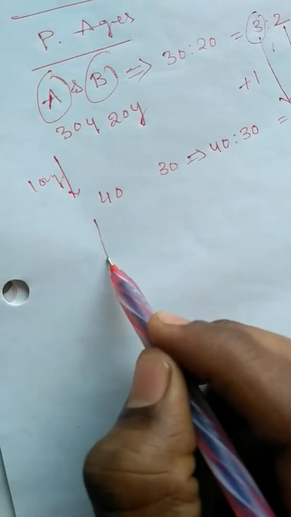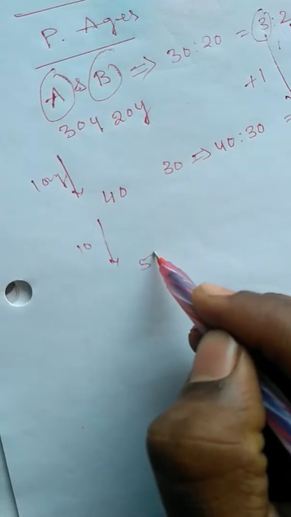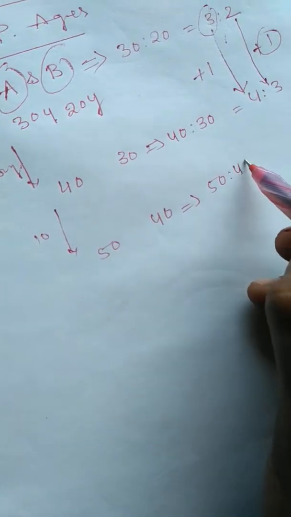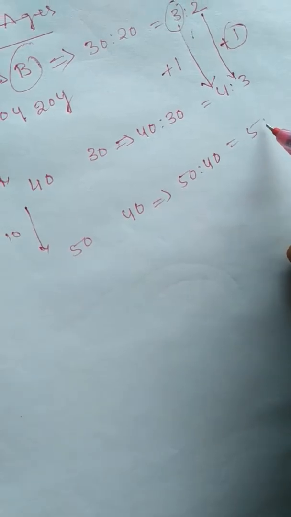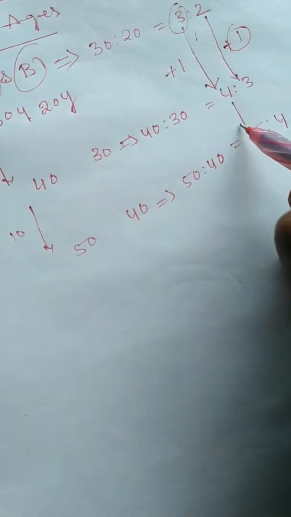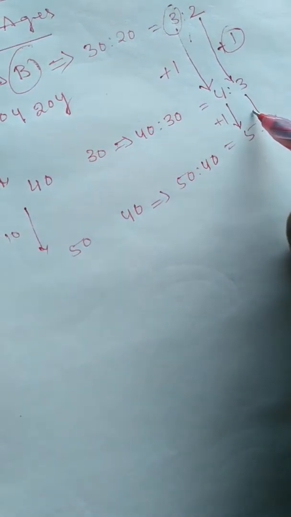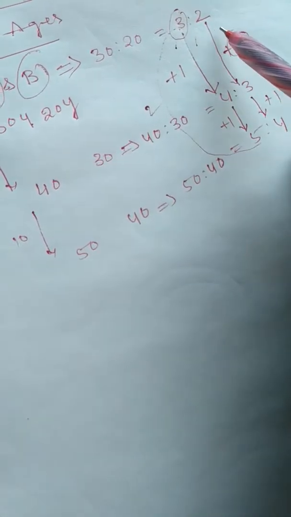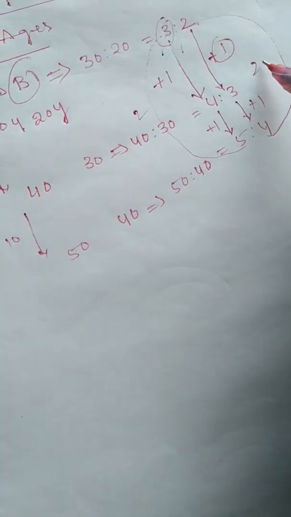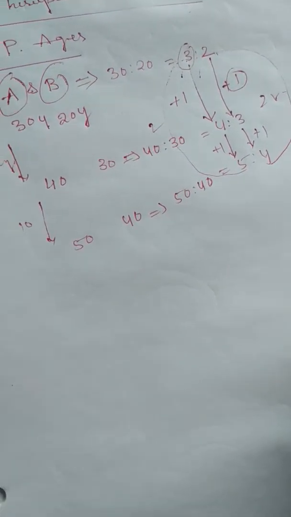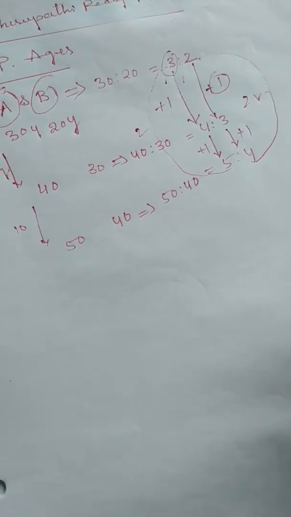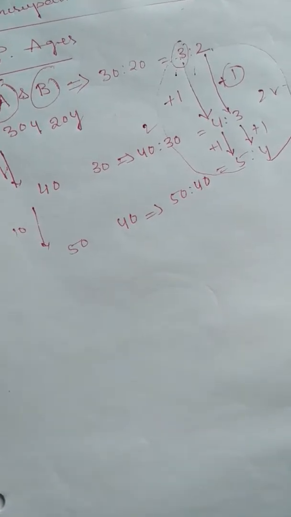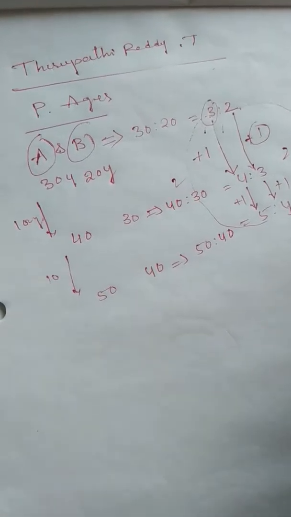Again, after 10 more years the ages become 50 and 40. The ratio of the ages, 50 to 40, is 5 to 4. Here also one part changes, and here also one part changes. From the starting 3 to 5, two parts change, and here also 2 parts change. This means the change in the ratio of the ages is always constant for every 10 years, whether forward or the previous 10 years.